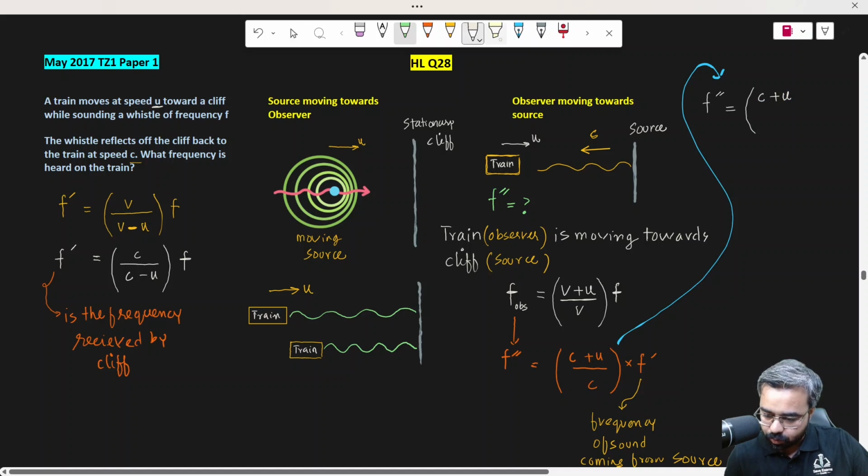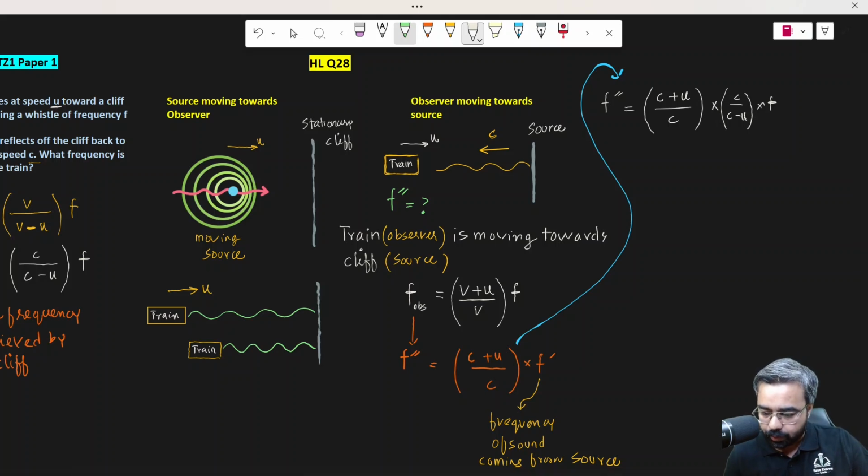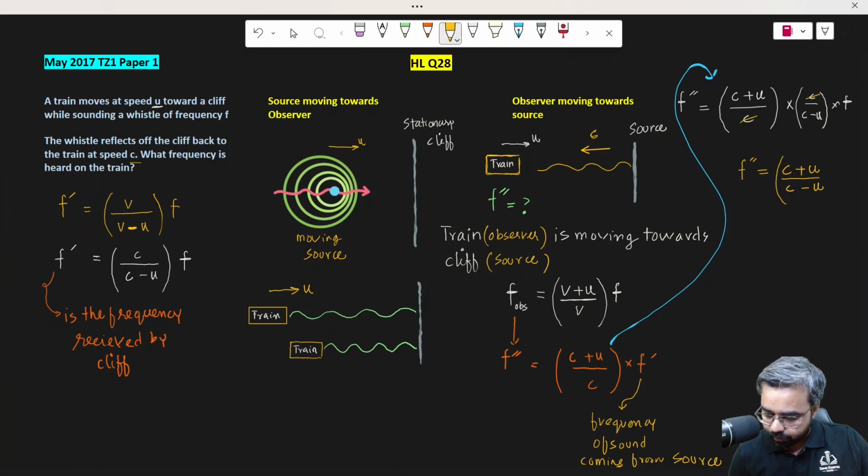So (c + u)/c times f'. Now the f' was, if you remember, c/(c − u) times f. The f is the actual frequency of the sound whistle that is produced by the train. And you can see that this c and this c cancel out. And finally, option A is the right answer for this past paper question about the Doppler effect.